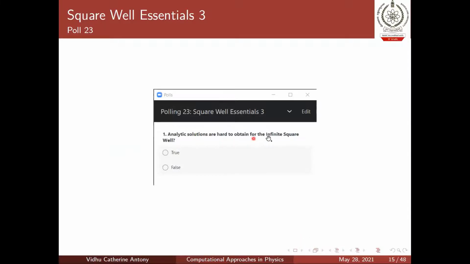Okay, so we discussed this before. Analytic solutions are hard to obtain for the infinite square well. Please be careful. Okay, I have introduced a little bit of a trick here. Analytic solutions are hard to obtain for the infinite square well. So is it true or is it false? I will start the poll now.